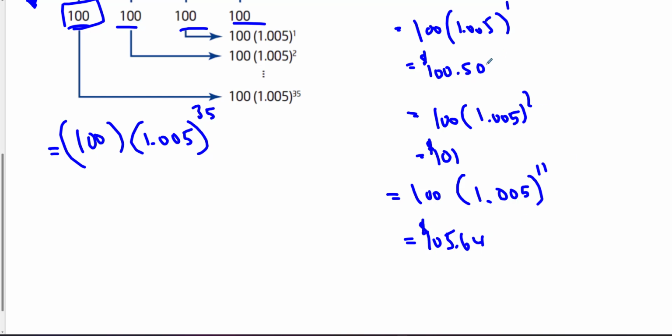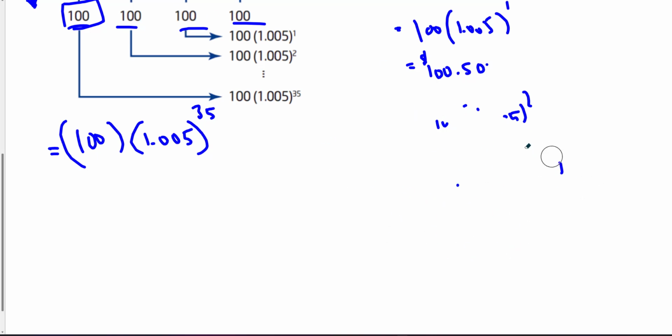So after 1 month, I made 50 cents. After 2 months, I made $1. After 11 months, you could say I made $5.64 in interest. So you keep doing this, and then you'll see that interest will accrue. So why is this important to this question here?